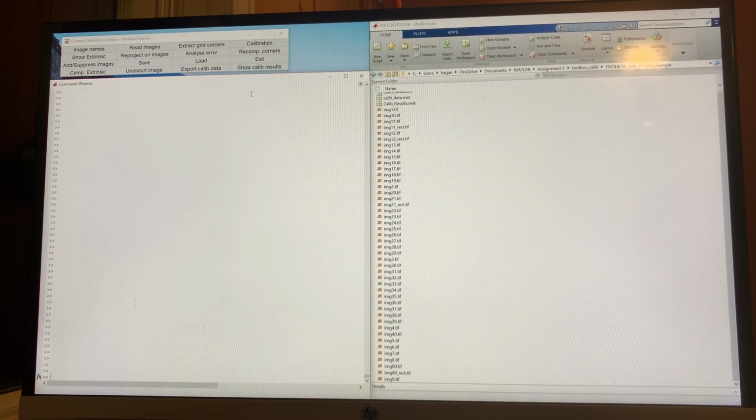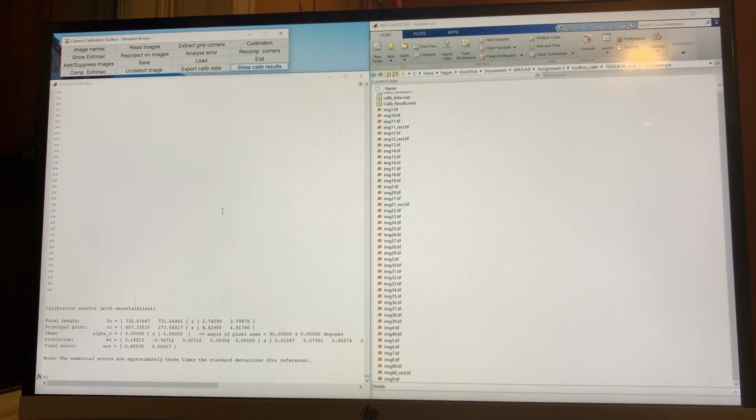I'm going to demonstrate some of the results from my camera calibration. So I'm going to show the calibration results, which have parameters: focal length, which is the focal length of the X and the Y. They're usually around the same, however in digital systems there's some slight deviation. These are the tolerance parameters.